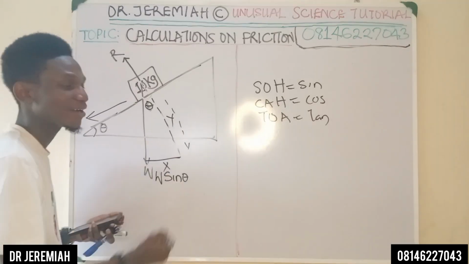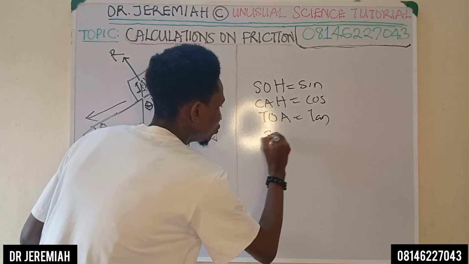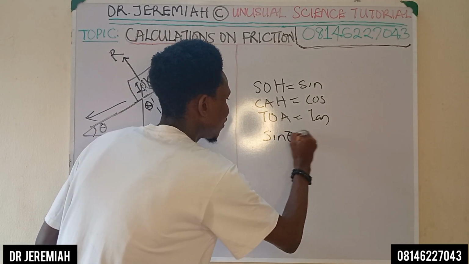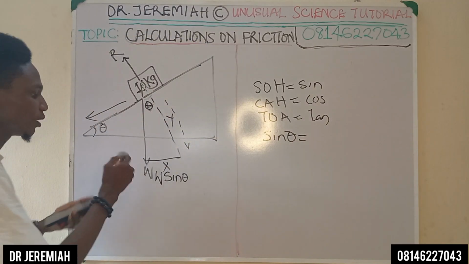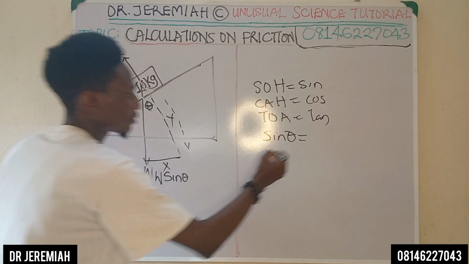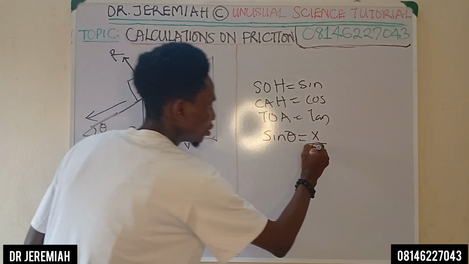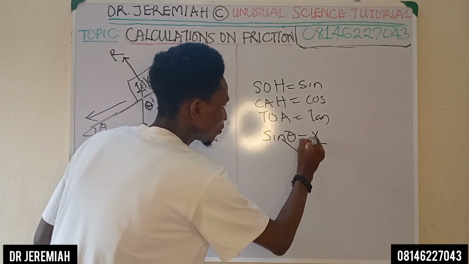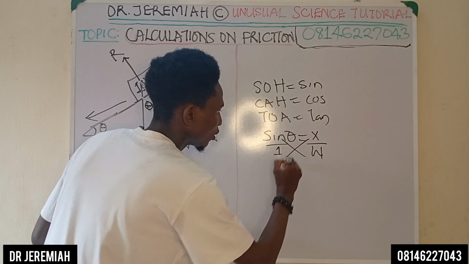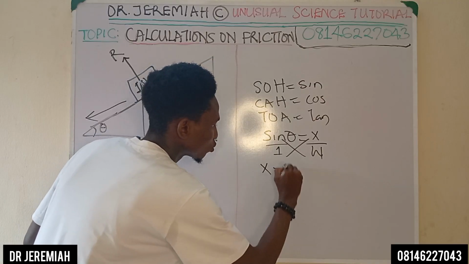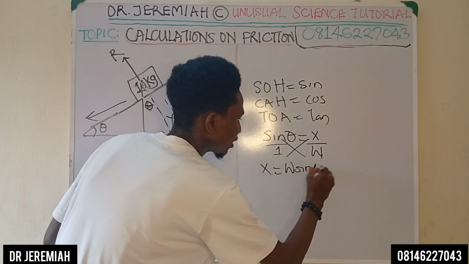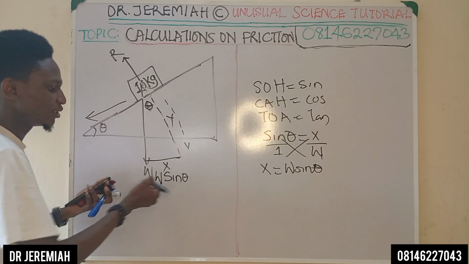How is it sine theta? I told you opposite over hypotenuse. So we have sine theta equals x, opposite, over hypotenuse. What's the hypotenuse? The weight. Now if you cross multiply, if you make this over 1, you're going to get x equals W sine theta. So you see, this is W sine theta.